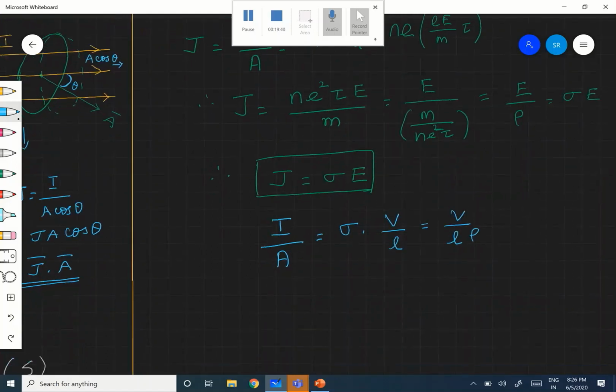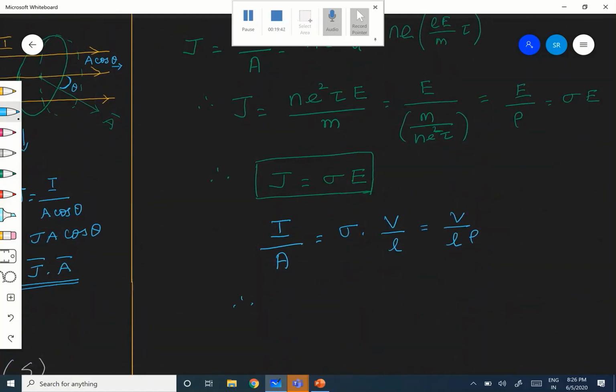Therefore, from this, very important, children: V by I is equal to rho into L by A. I by A is equal to V by L into rho. Therefore, V by I is equal to rho into L by A. That is nothing but your resistance. V by I is equal to R. Your R is there now.